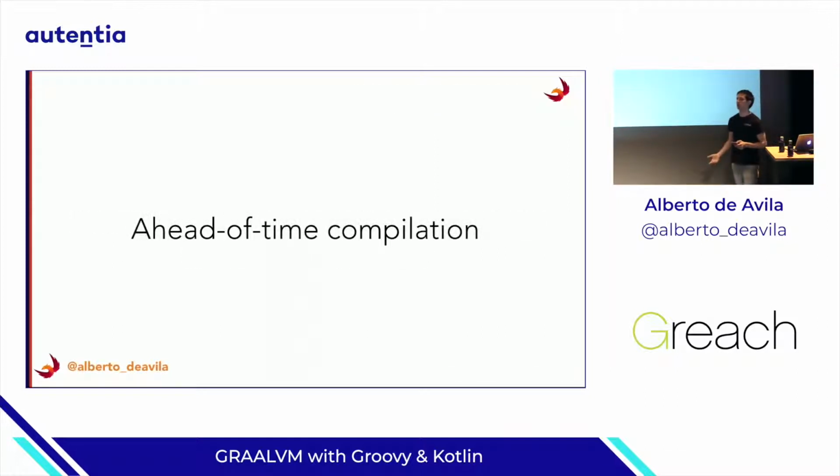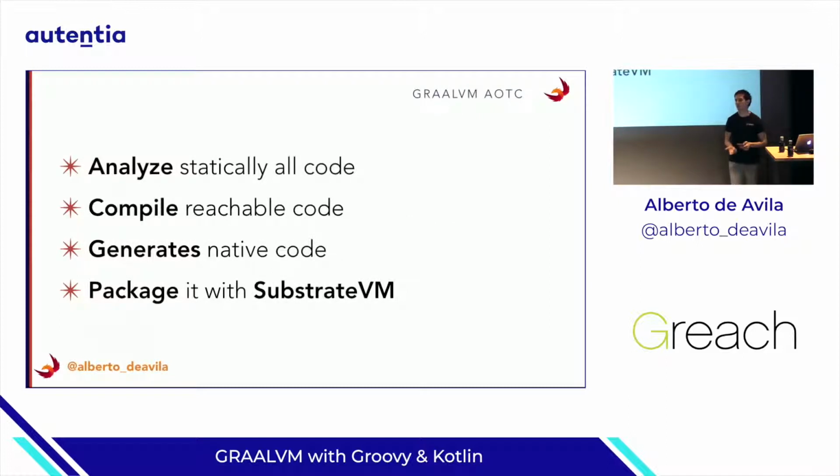If we talk about native image, we have to talk about ahead-of-time compilation. What does it mean? Ahead-of-time compilation is to pre-compile our code before starting to execute it. It analyzes statically all of our code. It compiles only the reachable code, because the code that is not reachable will not be compiled. So be careful with that. Then it generates the native code, and it is packaged with a Substrate VM.